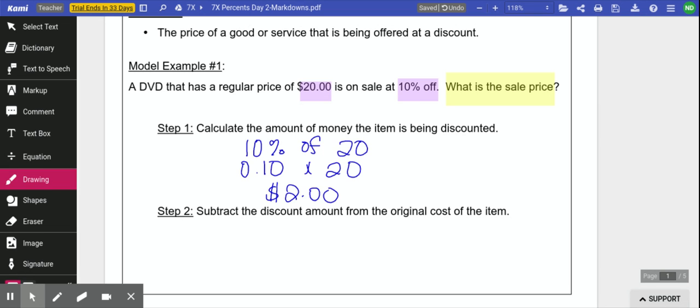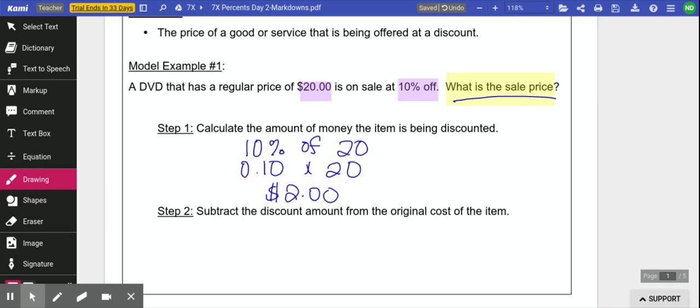Again, that tells me that I'm taking $2 off of the regular price of the DVD. Now, again, this question asks me to determine the sale price. So I don't just stop at $2, because $2 is not the sale price. That's the discount amount. So now I have to find the sale price.